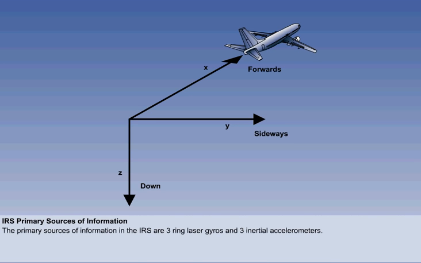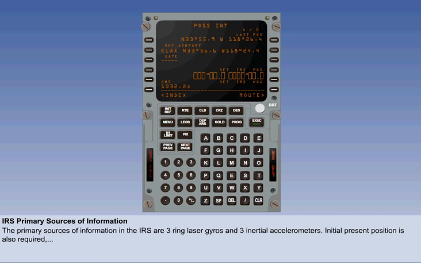The primary sources of information in the IRS are 3 ring laser gyros and 3 inertial accelerometers. Notice that we have 3 channels this time: forwards, sideways and down. This is in contrast to most INSs, which had only 2. The system needs to know initial present position. Unlike INS, it does remember where it was shut down at the end of the last flight, but nevertheless this needs to be refined by a fresh input of present position from the pilot.